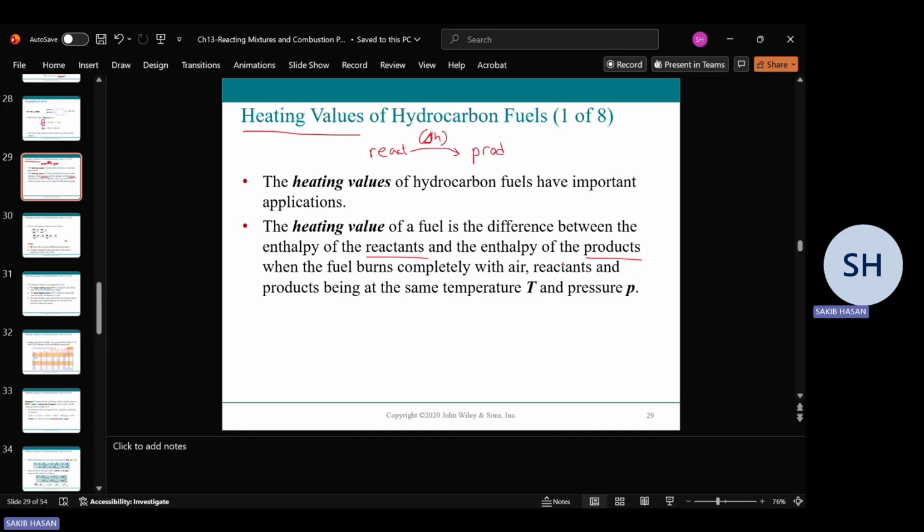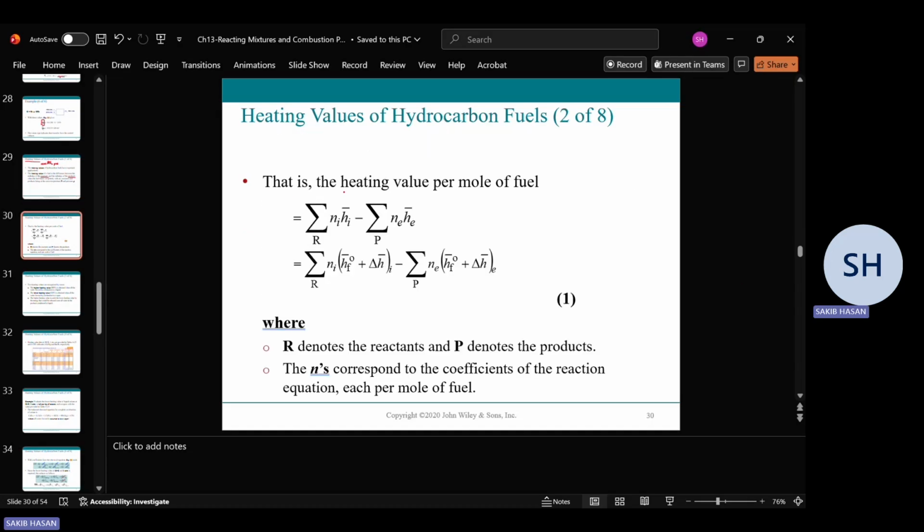And now, this is the main formula that you can think of when you're thinking about heating value per mole of a fuel. These would be the enthalpy values per mole ratio for the reactants, and these would be for the products, right? And you essentially sum them up for every reactant and every product, and then you get the difference.